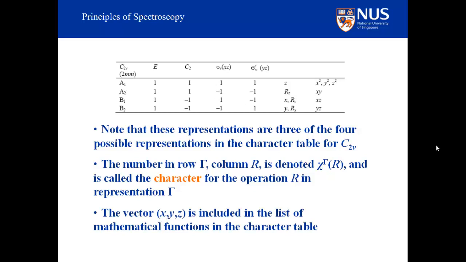The vector xyz is included in the list of mathematical functions in the character table. Note that these span A1, B1 and B2 as we discovered by observing how these coordinates transformed under the symmetry operations of the point group. Also given in the list of mathematical functions are the rotations Rx, Ry and Rz. This tells us the symmetry of rotations under this point group.